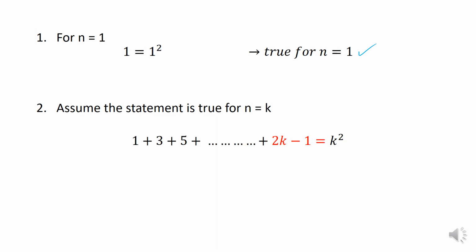So here we write it out, and here you've seen, we've all the odd numbers, 1 plus 3 plus 5 and so on. And here, from the previous slide, is our tk. And that should be equal to k squared. That's what we're assuming.